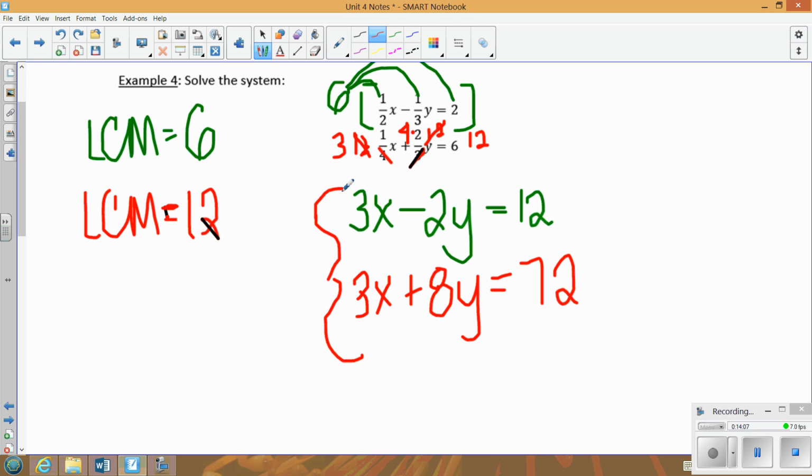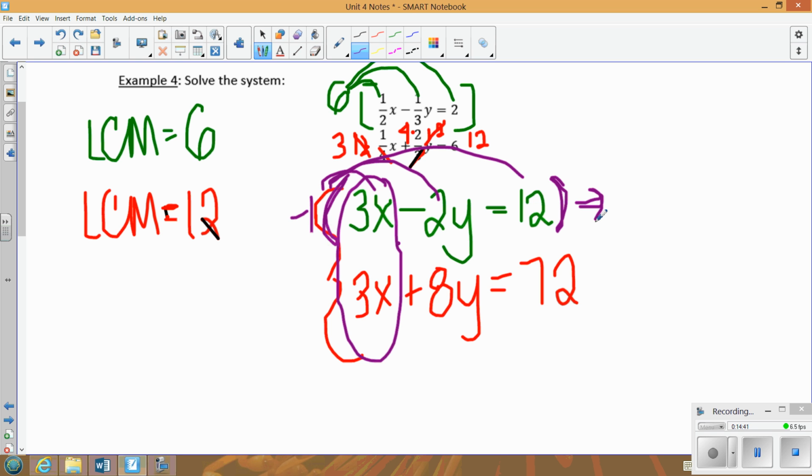So now I'm going to look for a variable that's going to eliminate. Look for something that'll be easy to eliminate. I'm looking at right here. I have two 3x's. If I can get one of those to be a negative 3x, then that'll just eliminate them. So let's multiply everything on the top by negative 1. That'll make my 3x's cancel, which essentially just means switch all the signs.